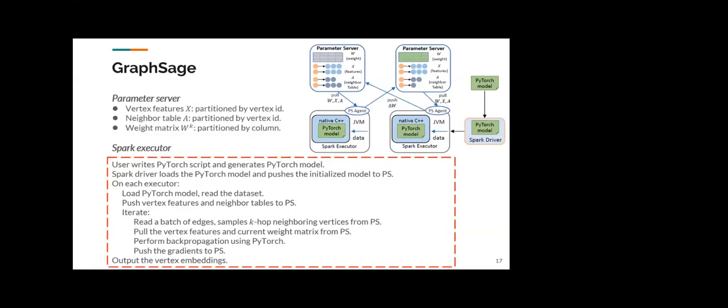The training steps are as follows. The user writes PyTorch script and generates PyTorch model. Spark driver loads PyTorch model and pushes the initialized model to parent server. Every executor loads PyTorch model, reads the dataset, generates label tables, and then pushes vertex features and label tables to parent server. At each iteration, the executor reads a batch of edges, samples k hop labeling vertices. Then it pulls the vertex features and the current weight matrix from parent server, performs back propagation using PyTorch, and pushes the gradients to parent server. After training, the system outputs the vertex embeddings.